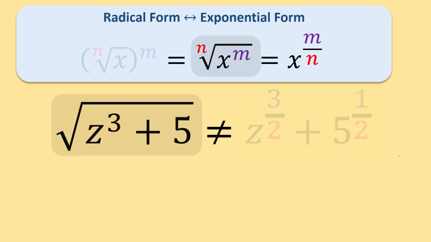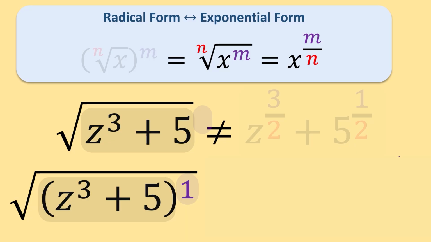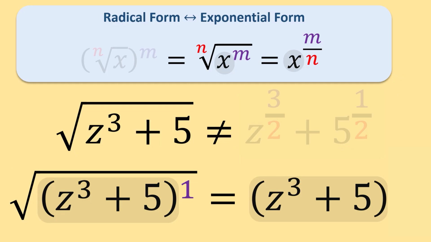Before converting to an exponential expression, we need to find the power of what everything under the radical symbol grouped together is raised to. In this instance, when everything is not grouped together and raised to a power higher than 1, we can assume that the power under the radical is 1. So when I go to convert this radical expression, I can rewrite it as the quantity of z cubed plus 5, all raised to the 1 over 2 power.